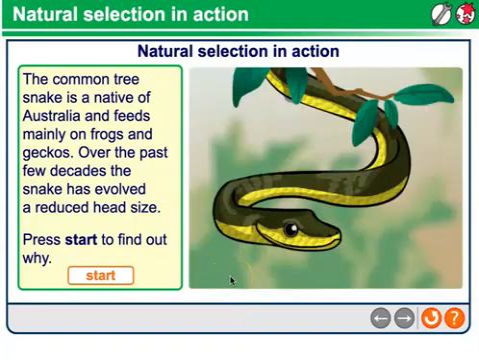So let's look at natural selection in action. The common tree snake is a native of Australia and feeds mainly on frogs and geckos. Over the past few decades, the snake has evolved, and specifically, as reproduction is taking place, the organisms have reduced head size.